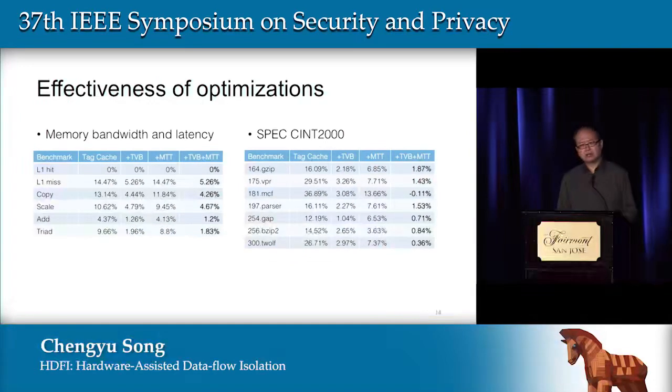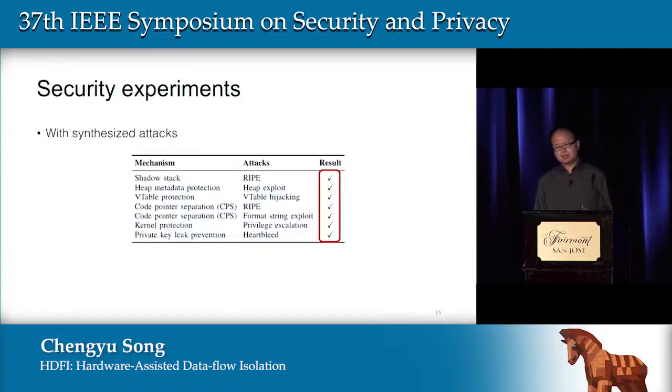So for evaluation, we focus on 3 parts. The first part is the effectiveness of our optimizations. As shown in this table, when combining all 3 optimizations, the runtime performance overhead introduced by this new hardware feature is actually negligible. In the second evaluation, we evaluate the security mechanisms we built with some synthesized attacks. And as the results show, we can defeat all these attacks.